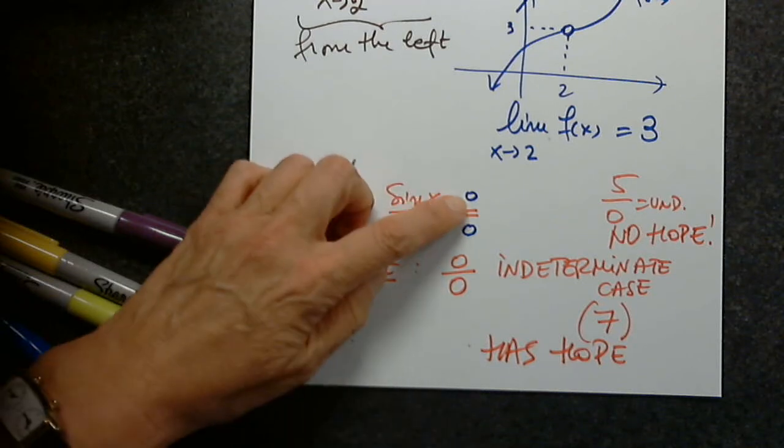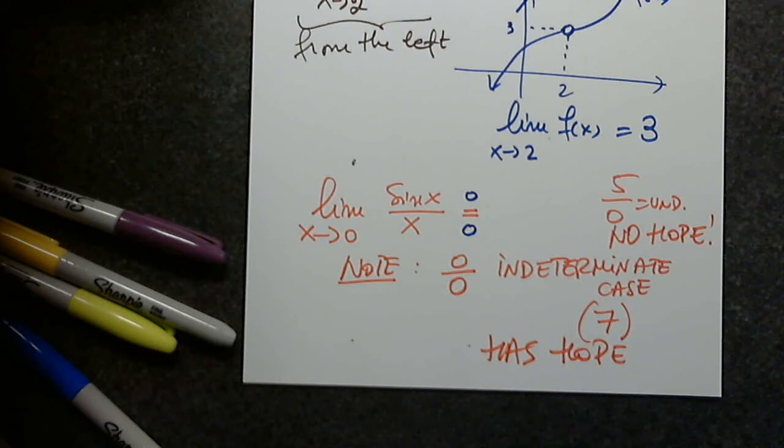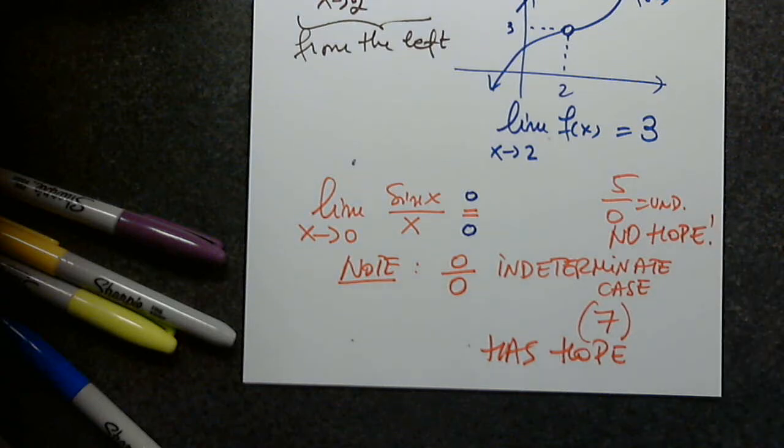So in this case, is 0 over 0. I'm not saying that the limit will exist. I'm saying it may exist. Here, there is no hope. Okay, so now let's graph this function, because we cannot really prove this today. We will. So let's graph this function.